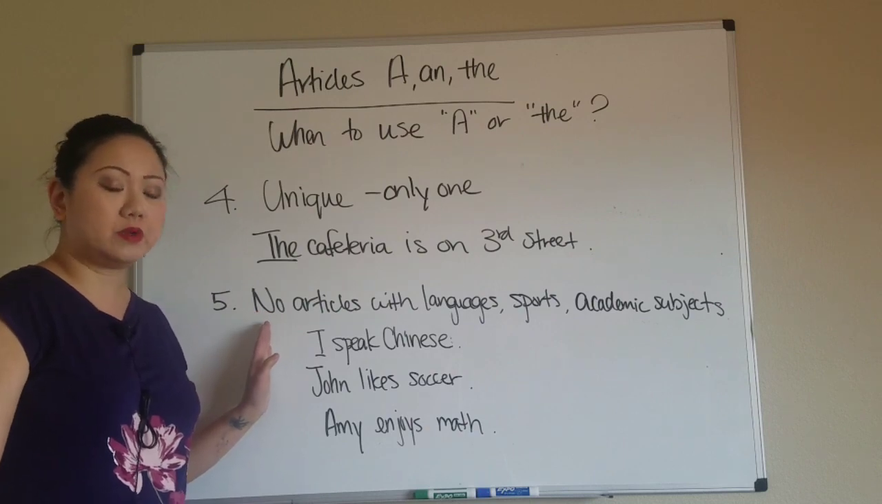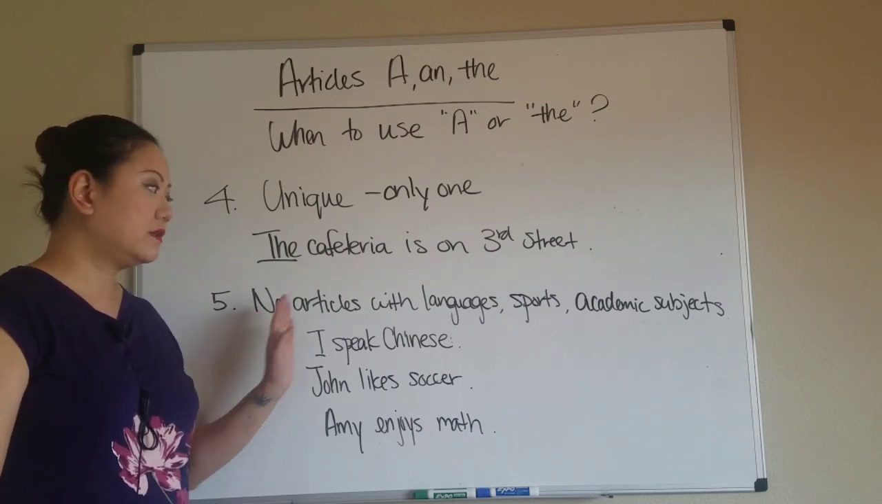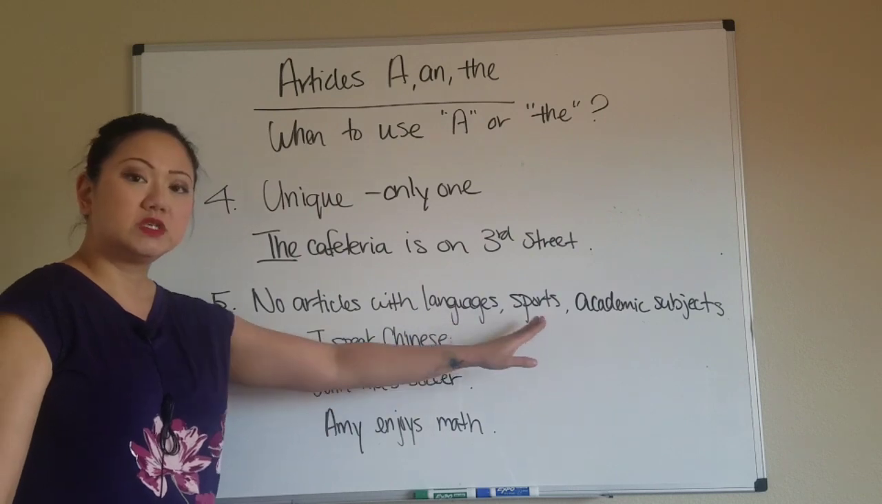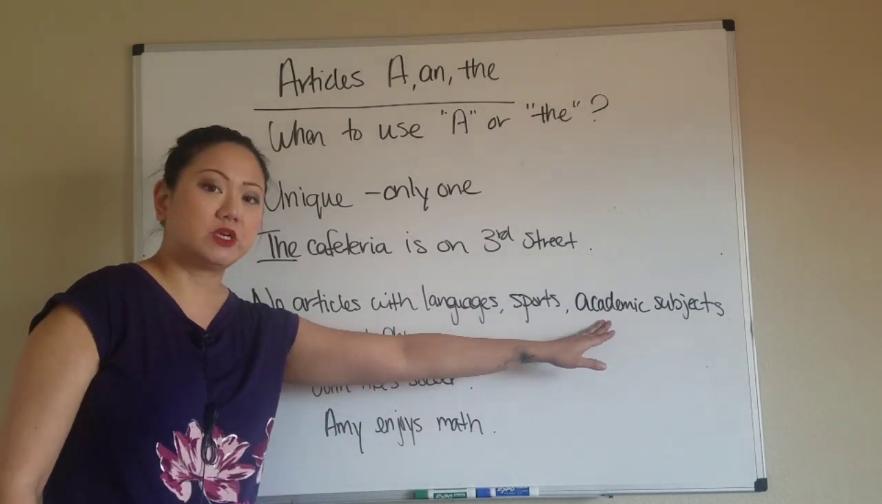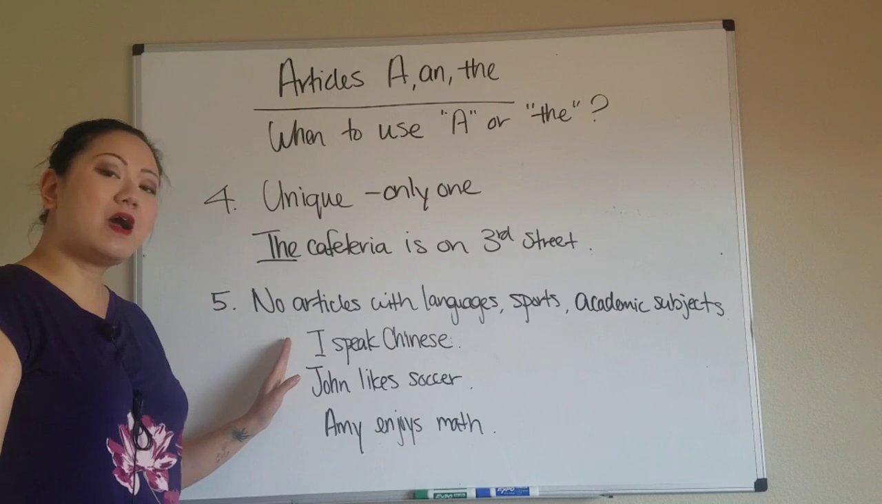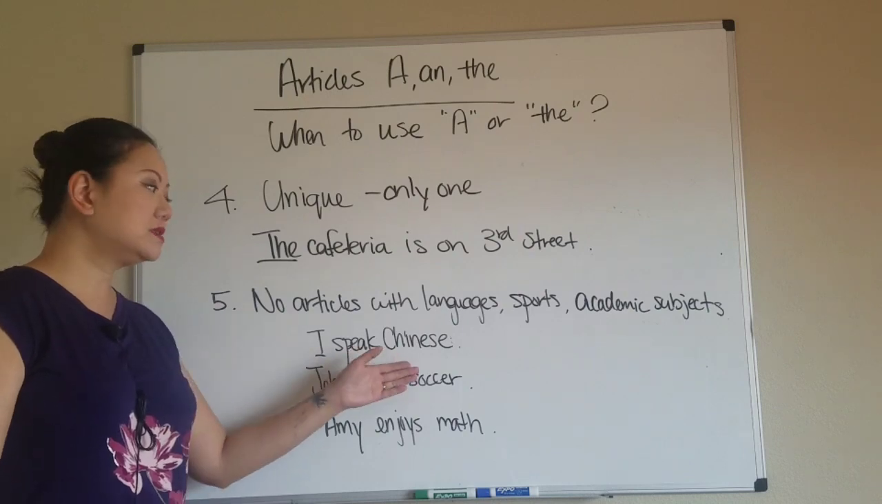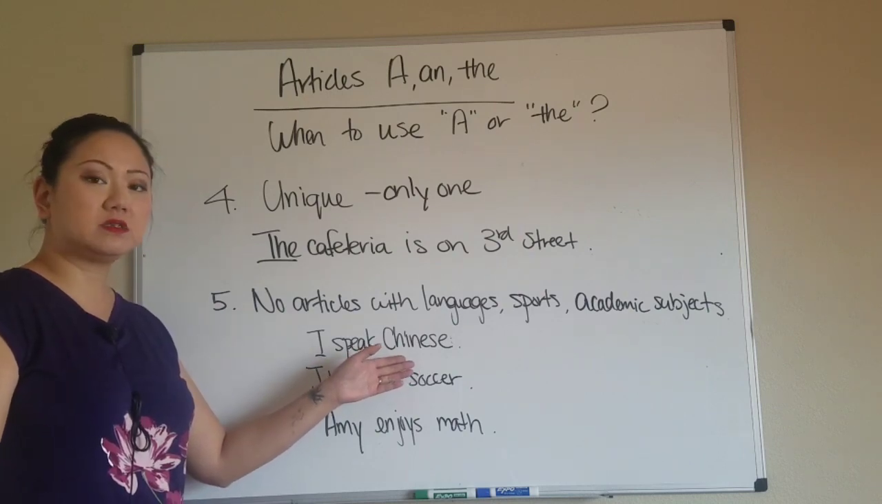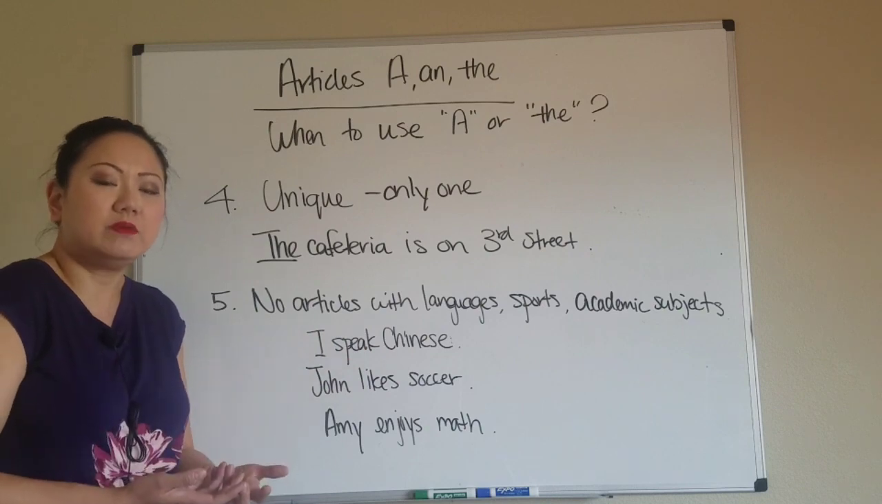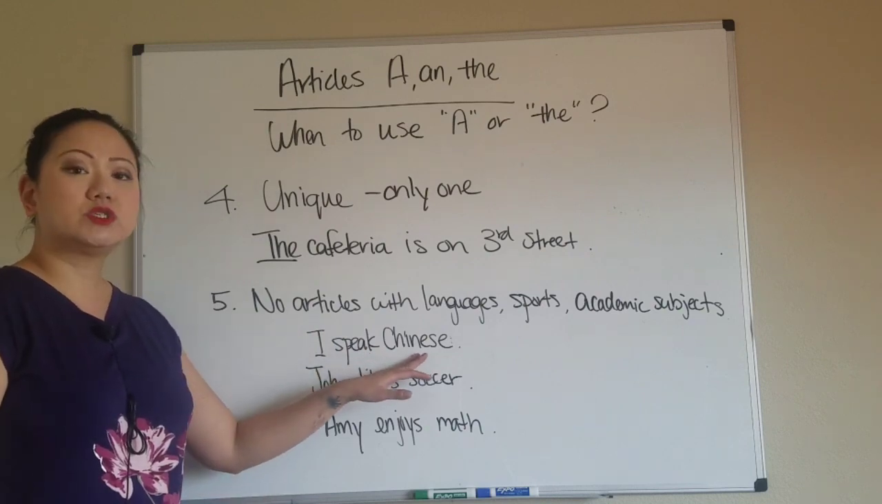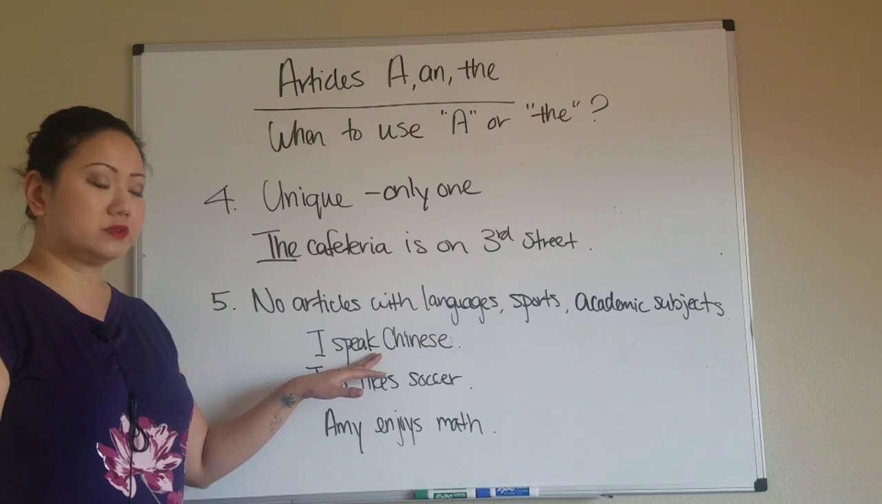The fifth rule is that some things do not require articles at all. It would be wrong to put an article in front of it. And the examples are languages, sports, and academic subjects. So first, if I say I speak Chinese, Chinese is a language, even though it's specific, it's also type of a proper name, if you will, of a language. So therefore, I'm not going to use any articles.